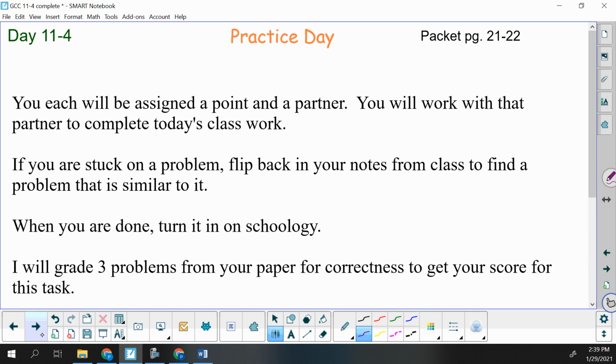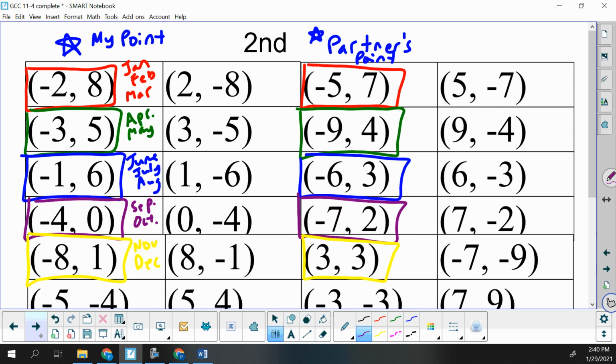Now, if we were in class, all of us, you'd be sitting with someone and doing it, but we're going to explain to you how you'll do the activity by doing it just on your own. So on page 21, you're going to have a my point and you're going to have a partner's point.